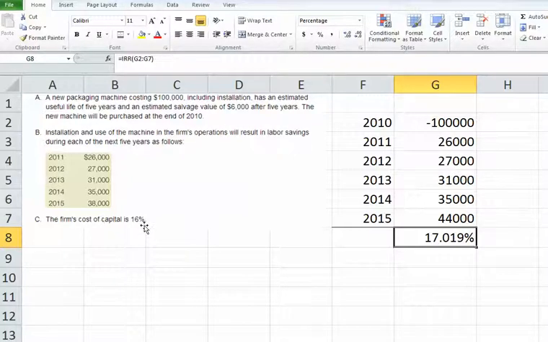Their cost of capital is 16%, so they're going to get more back than their cost of capital. This would be a good project, or an acceptable project anyway, that they would want to consider because they are getting a higher return than what their money is actually costing them.